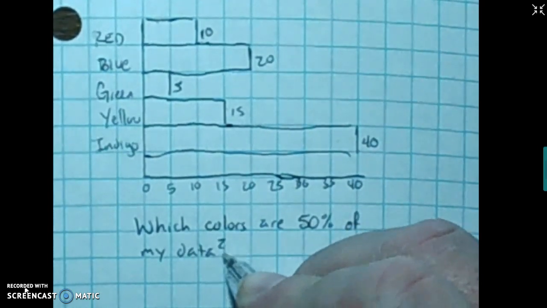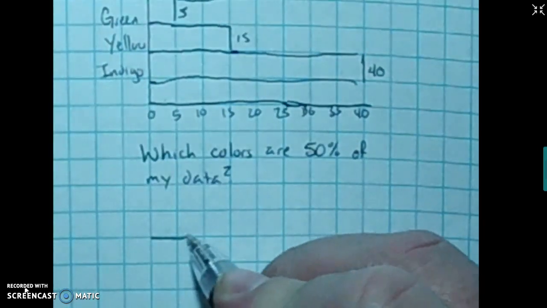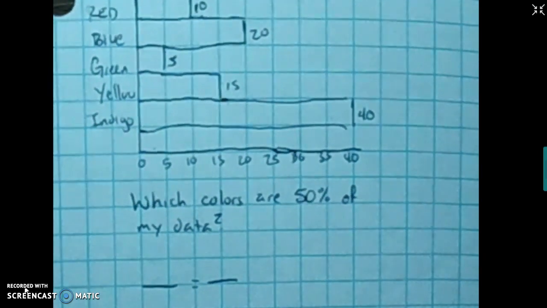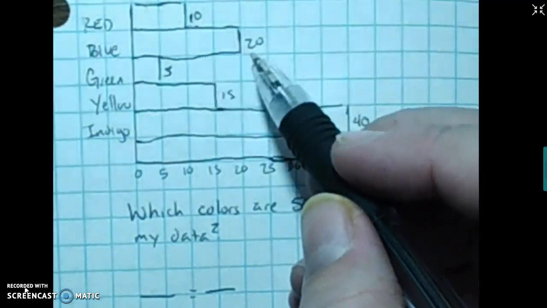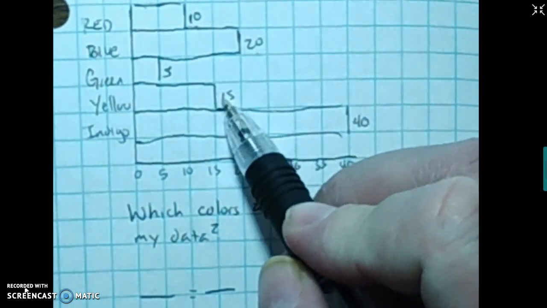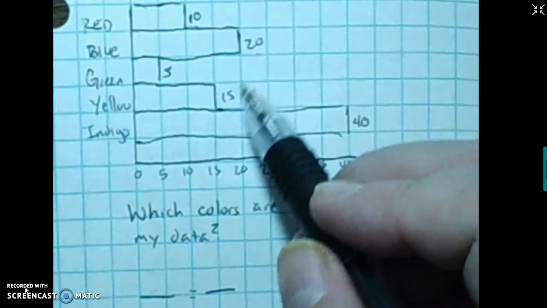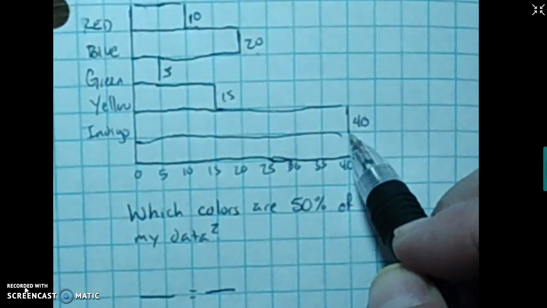Now, I'm still dealing with percent. I'm still going to use part over whole equals percent over 100. Do I know my whole? Or can I figure it out? What is it? It'd be all of them. So 10 plus 20 is 30, plus 15 is 45, plus 5 is 50, plus 40 is 90.